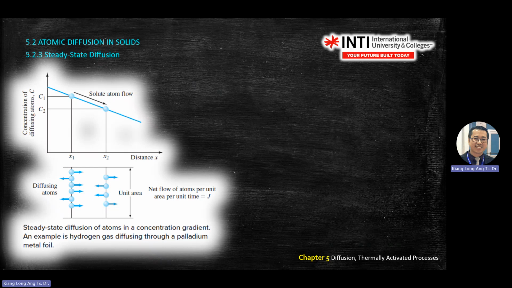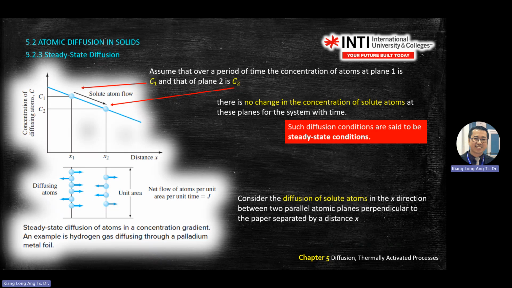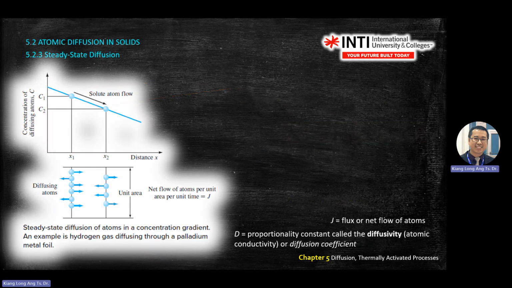Okay. Now, to make the concentration drop, you need to use up some energy. All right. The rest you read. If there is no change in concentration of the solute atoms at this plane with time, then this diffusion is called steady state condition. Assume that over a period, at plane 1 it is C1 and at plane 2 it is C2. This one you read. I'm going to ask you this one.